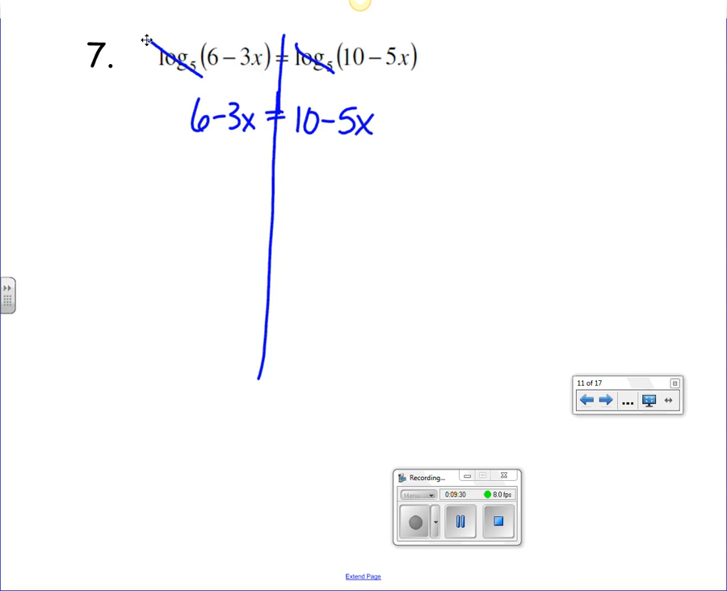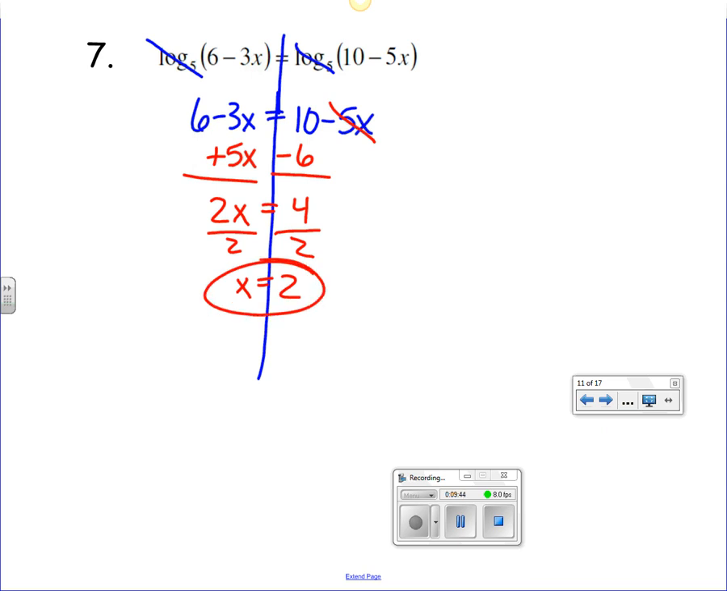You need to combine like terms, so add 5x and then subtract 6. So that gives you 2x equals 4. Divide by 2, and x equals 2.